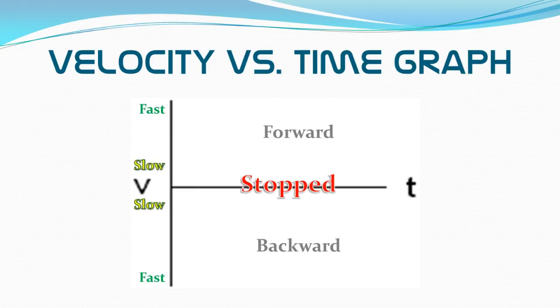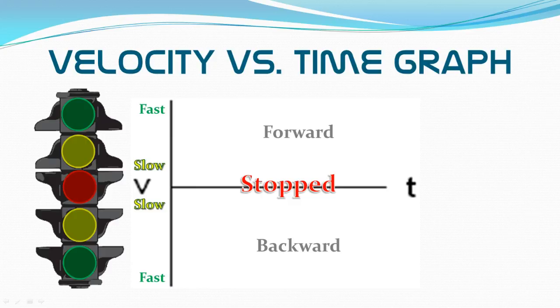Anytime that the motion is represented on the x-axis, or where time is plotted, that object is stopped. Imagine a stop sign that moves in both directions. Everything in the center is stopped. As the lights move away from the center, the object's moving a little bit faster, and then a lot faster.